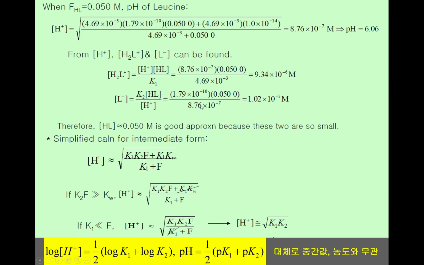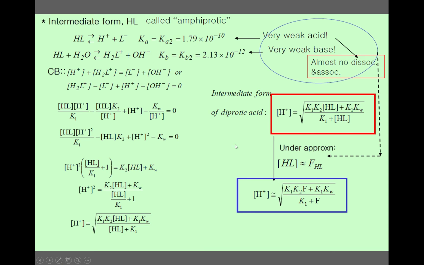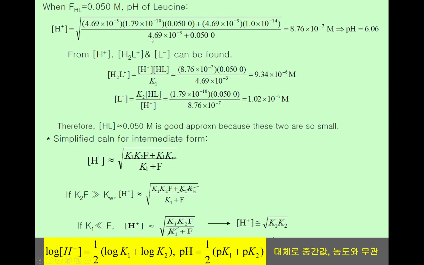Here is the example of leucine. The formal concentration of leucine is 0.05 molar. What's the pH? We use this approximation, and we solve this equation, and then we got 8.76 times 10 to the minus 7 molar, right? And pH is 6.06.